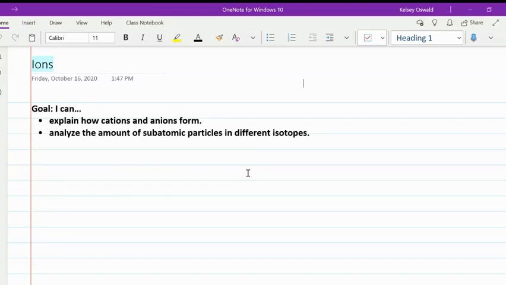Welcome back. So last week we looked at how our elements can have different masses based on the number of neutrons that they have in their nucleus. Today what we are going to look at is how we can get particles with different charges. Okay, so we're going to be looking at how we can form cations and anions. So how we can form something with a positive charge and how we can form something with a negative charge. And then based on that, we want to analyze the amount of our subatomic particles in different ions. So how many protons, electrons, and neutrons that we have present.